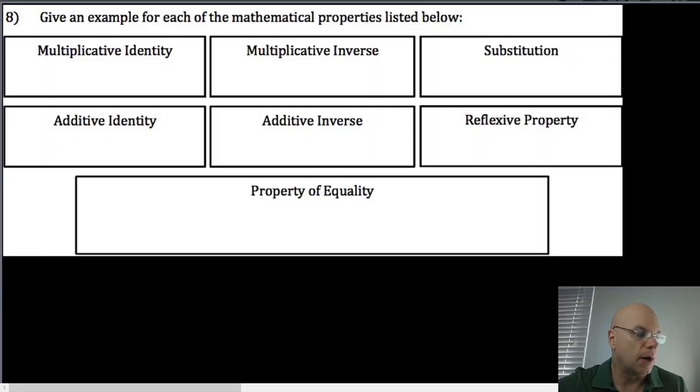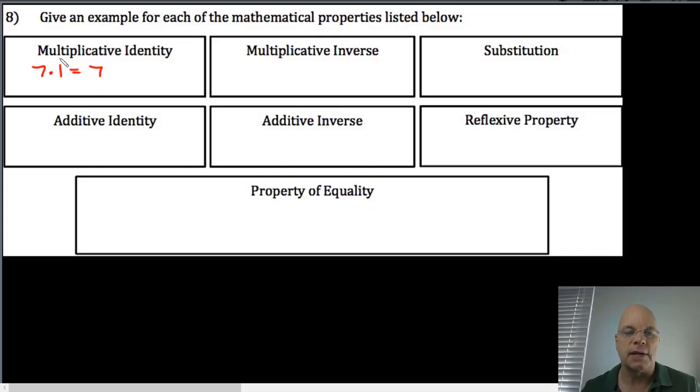The final problem on page 2, problem 8, asks you for an example of each of the mathematical properties listed below. So the multiplicative identity tells me that if I multiply by 1, the value maintains its identity. 7 multiplied by 1 is 7. Or another way to think about it, if you multiply by 1, you don't change the identity of the number you're multiplying by.